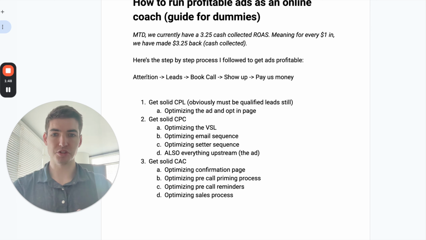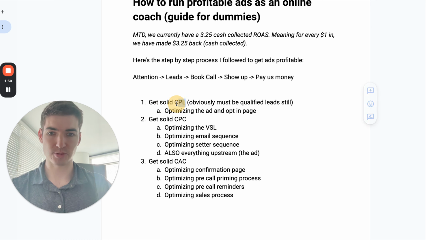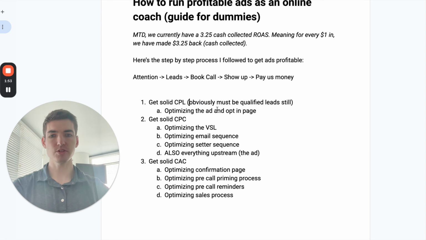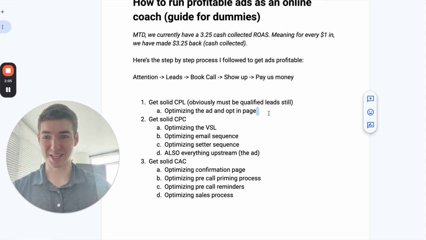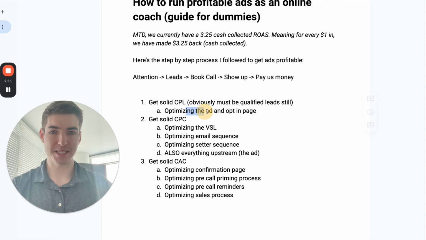So the first step that we actually start with is getting a solid cost per lead. That's what that stands for, cost per lead. For us, for example, when we first ran ads, our cost per lead was $60 to $70, which is quite high. Now it's $30, so significant, we've obviously cut that in half. The reason is we just focused on this for a while. We focus on optimizing the ad and the opt-in page. That's the stimuli that's going to get a good cost per lead. If your cost per lead is super high, or it's just unqualified leads as well, then you focus on this stuff, and you just fiddle with this.